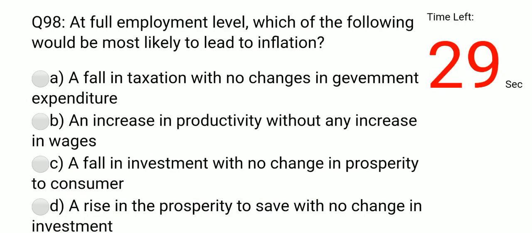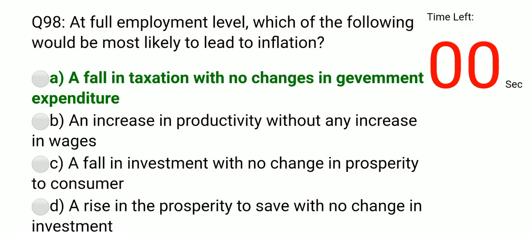Question 98. At full employment level, which of the following would be most likely to lead to inflation? Options. A. A fall in taxation with no changes in government expenditure. B. An increase in productivity without any increase in wages. C. A fall in investment with no change in propensity to consume. D. A rise in the propensity to save with no change in investment. Answer. A. A fall in taxation with no changes in government expenditure.